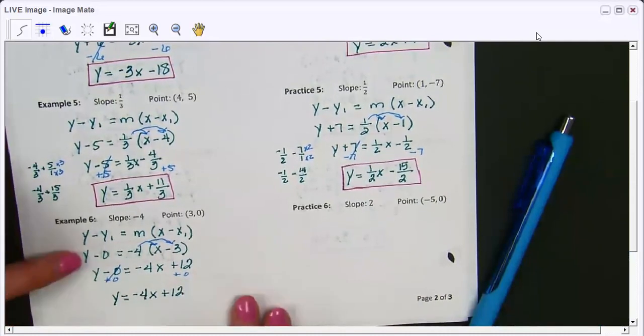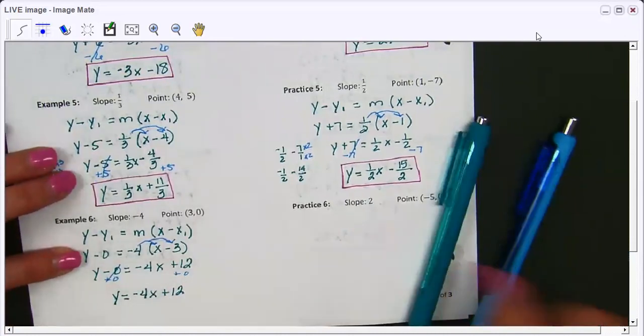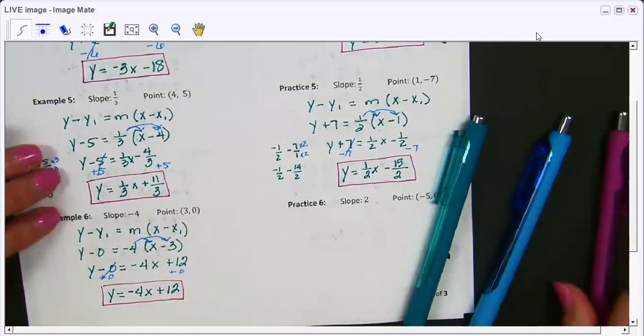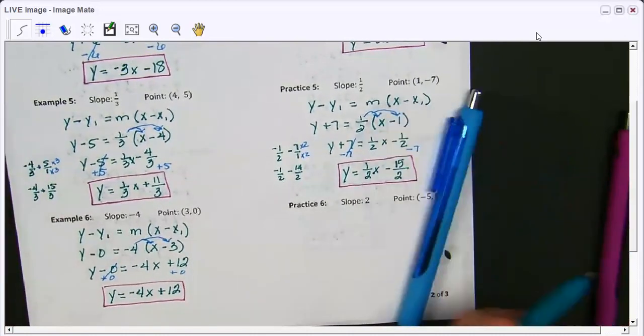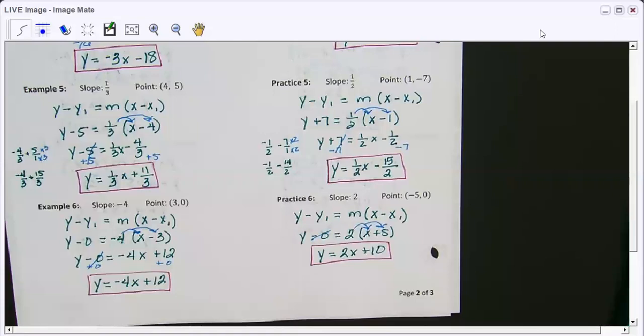So when you get to this point up there, if it's 0, you don't even have to put it. You can just put y equals. So you skip this. Okay. So go ahead and do practice 6. So check your practice 6.